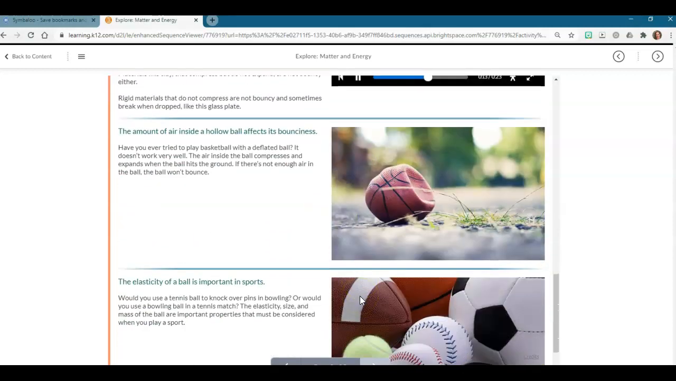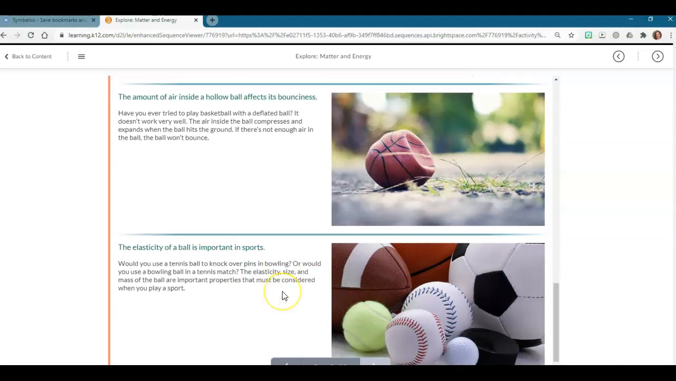All right. The amount of air inside a hollow ball affects its bounciness. So if you ever tried to play basketball with a deflated ball, it doesn't work very well. The air inside the ball compresses and expands when the ball hits the ground. If there's not enough air in the ball, it won't bounce.